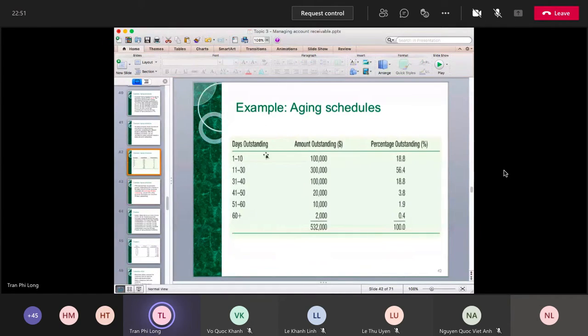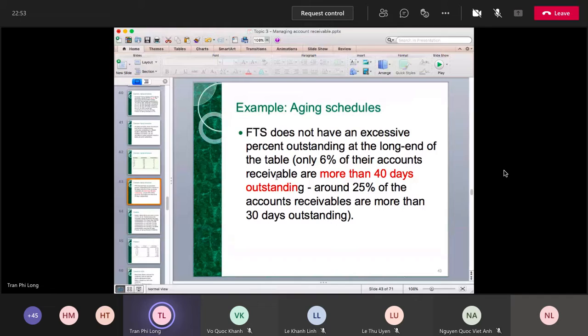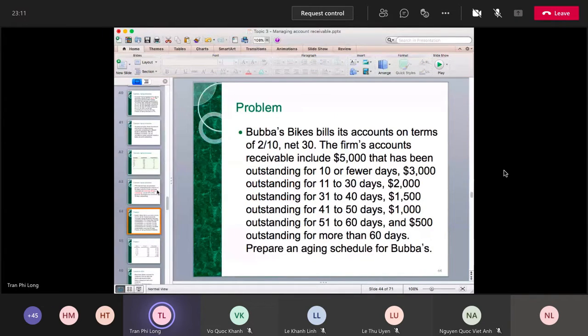So after you prepare this table, you can have some comment like this. If you want, you can select 40 days as a milestone, okay, or you can compare with your policy. The reason why I take 40 days is because I just copy from the textbook. You can find this example in the textbook. Okay, so let's move to this question.